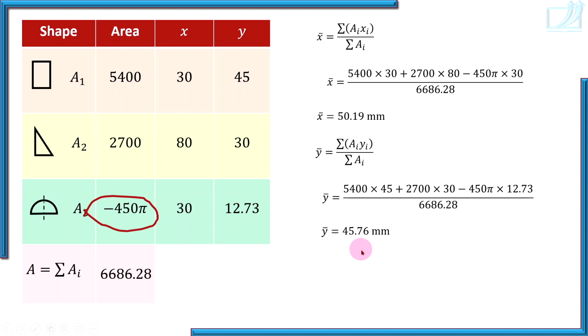Y bar is 45.76. And this is how we find centroid, which means find xy coordinates of the centroid. So x bar is x coordinate of the centroid and y bar is y coordinate of the centroid. Don't forget to insert a unit.